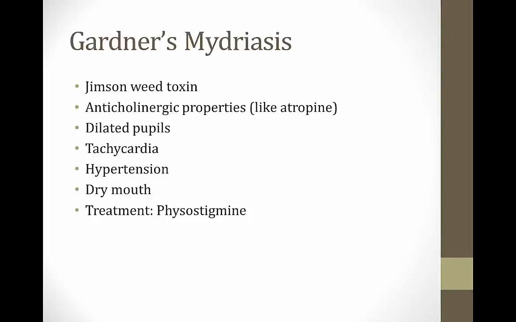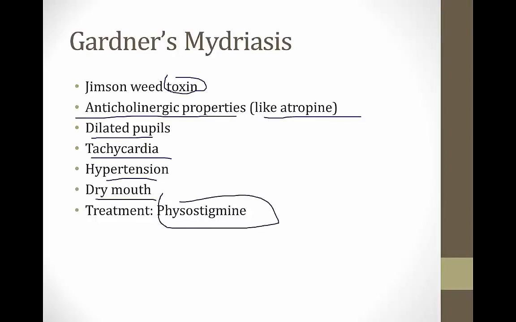There's a condition related to atropine overdose called Gardener's mydriasis. There's something called the Jimson weed, and it produces a toxin that works very similarly to atropine. It has anticholinergic properties. So a gardener who's exposed to this will have dilated pupils and tachycardia and hypertension and dry mouth. And just like atropine side effects, it's treated with physostigmine.